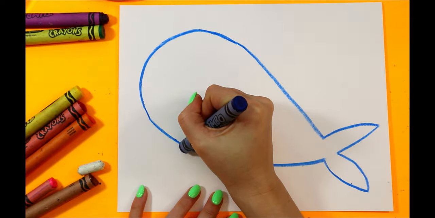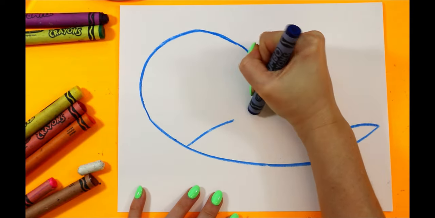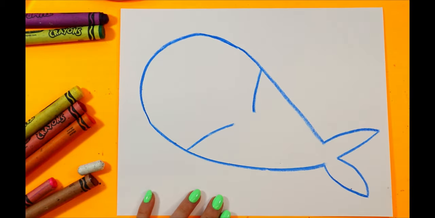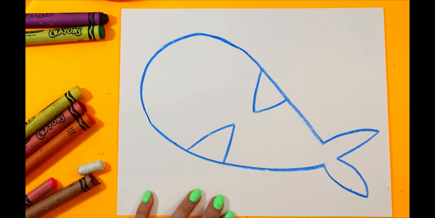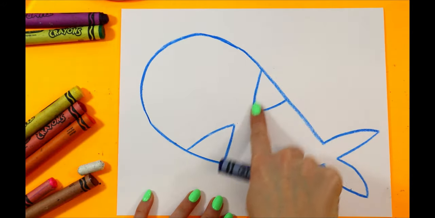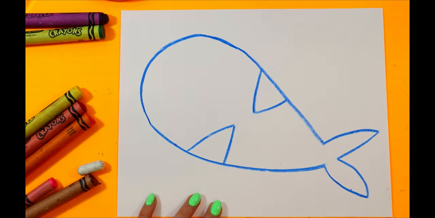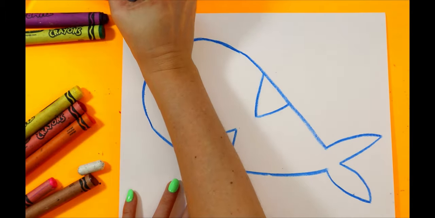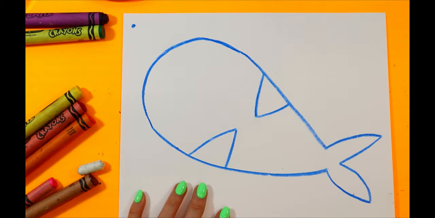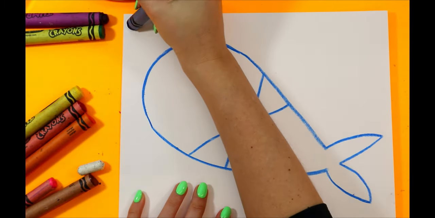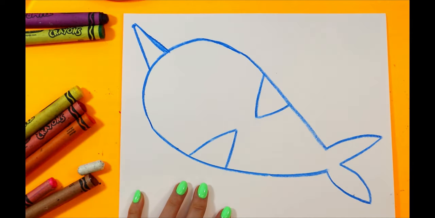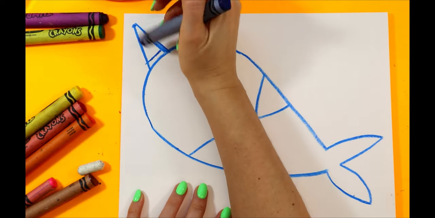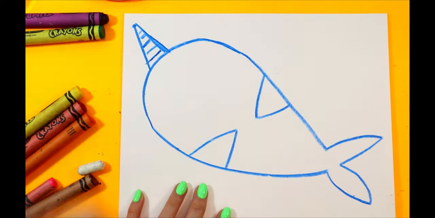Next, we're going to draw little fins, so one line in on each side, and make fins kind of like a letter V. At the top, we're gonna draw a dot way up high. And we're gonna draw two lines down from the dot to make narwhal's horn. And let's draw lines across the horn for some horn texture.